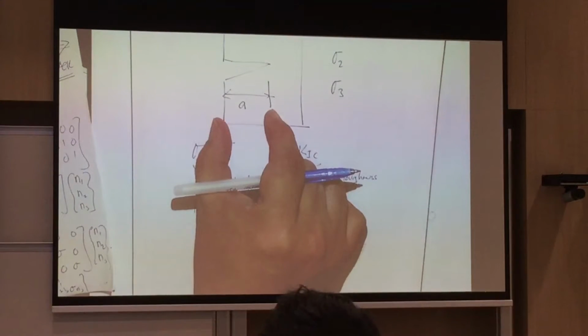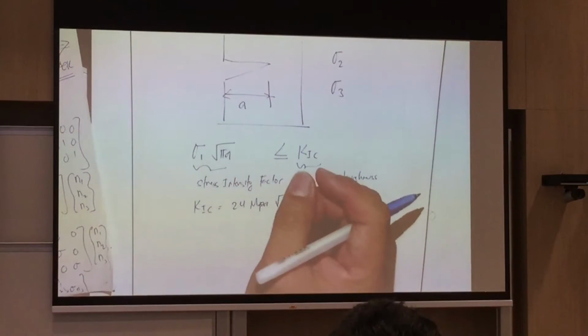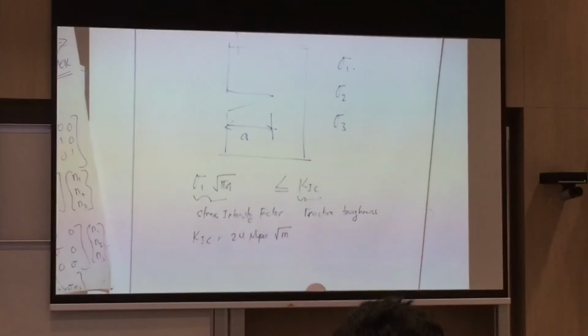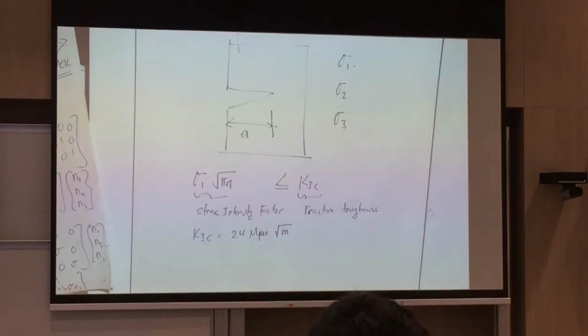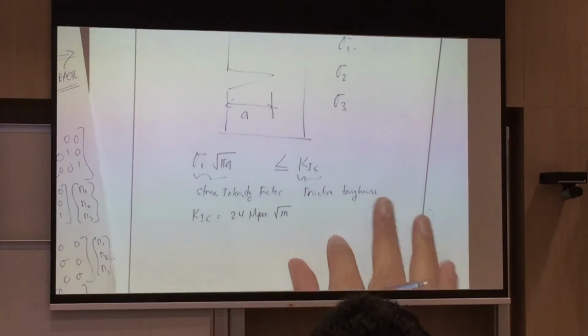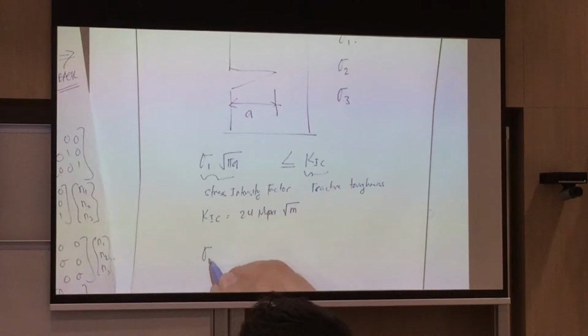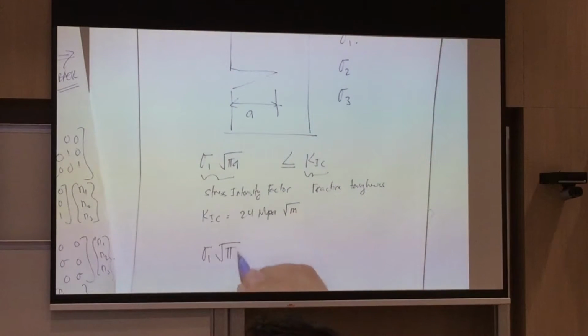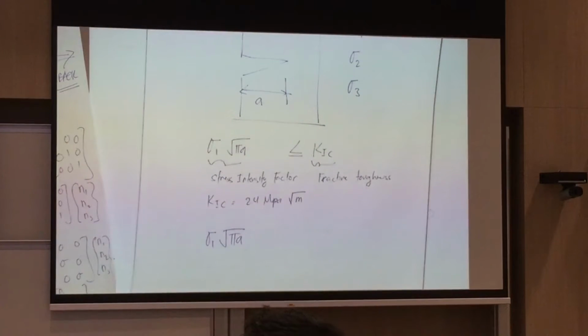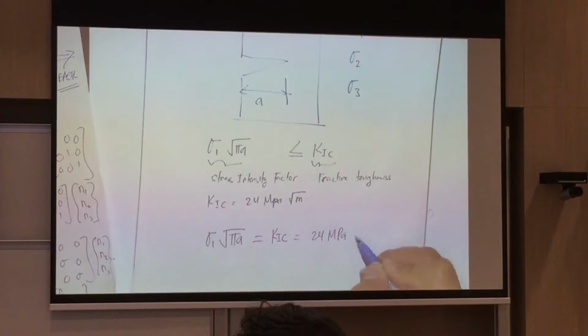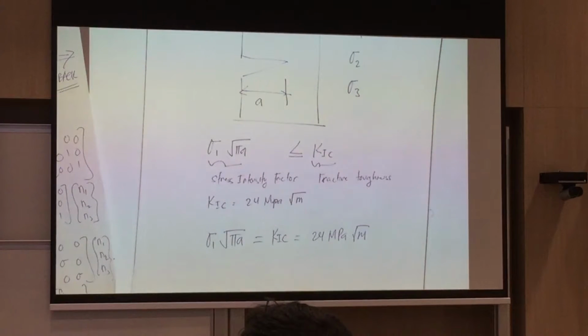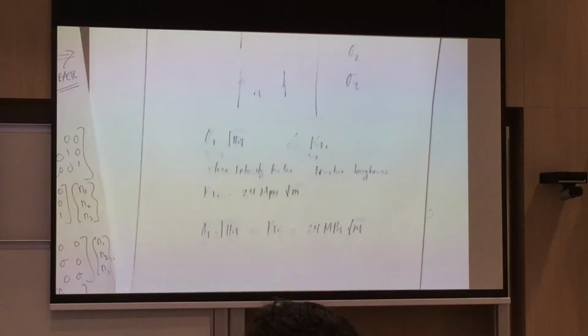the crack length, a. So how do we do that? Well, the equation is already given, so we don't really have to bother much about what equation to use. So we have now here sigma 1 square root of pi a must be less than or equal to the fracture toughness. So we just equate this one to the KIC, or the fracture toughness, equal to 24 megapascal square root of a meter. And then since we have this one here, we can now determine the length of the crack.